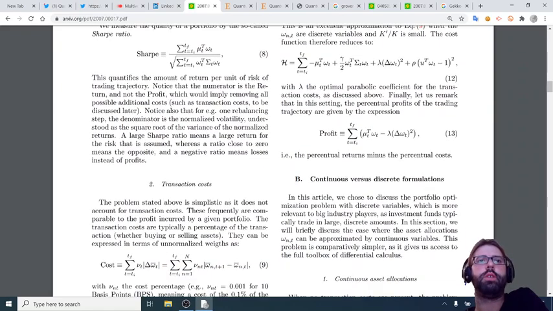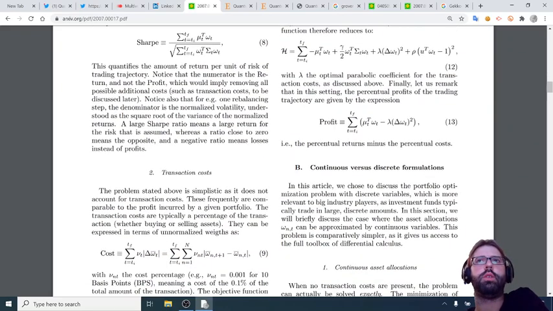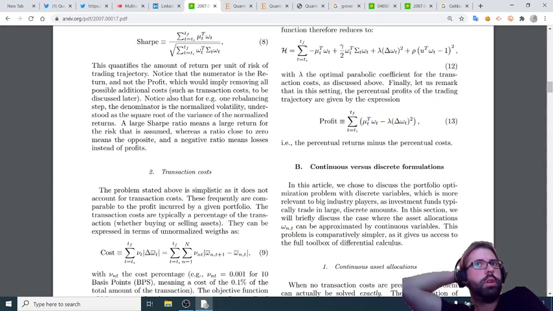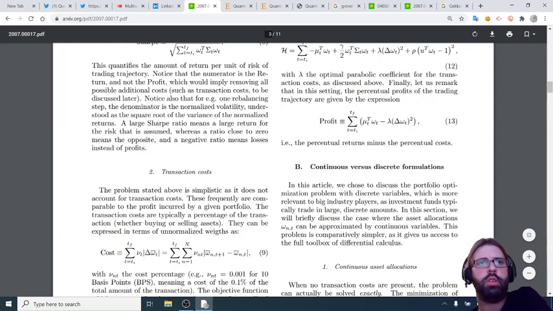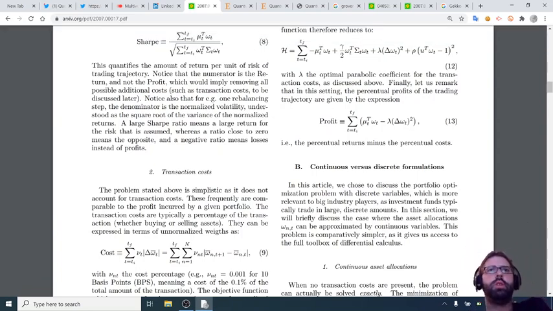Transaction costs. So how are you going to add these? Okay, so can I jump to the QUBO somehow? And then I'll come back to this, because this is the simplistic problem, and then they go ahead and want to add transaction costs.